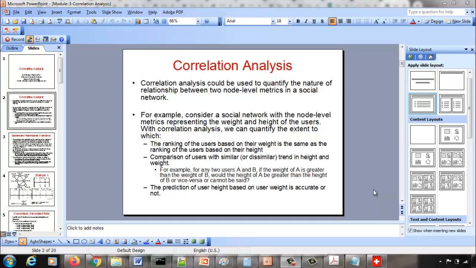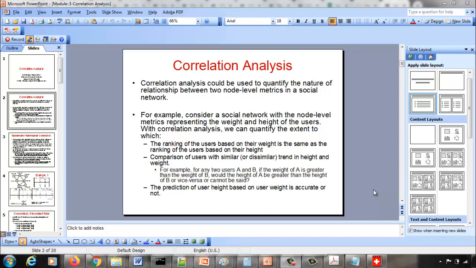With correlation analysis, we can quantify the extent to which the ranking of the users, say for example based on the weight, is the same as the ranking of the users based on the height. So how close is the ranking? We can quantify the similarity in the ranking based on the two different metrics.